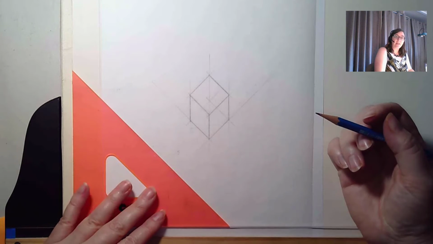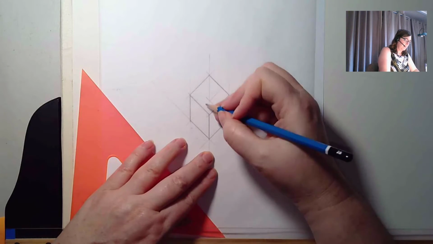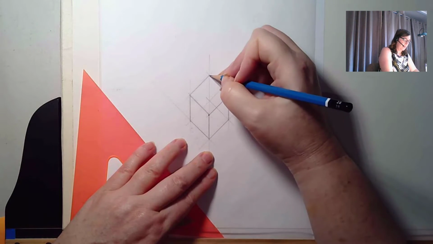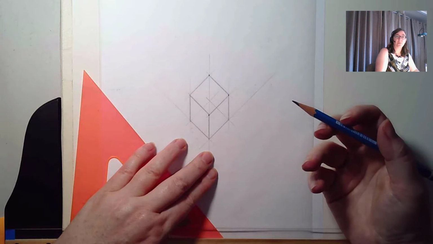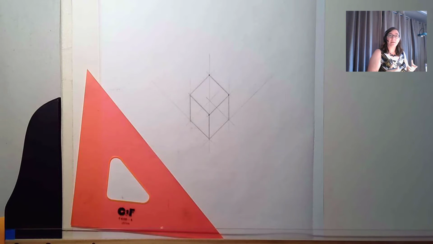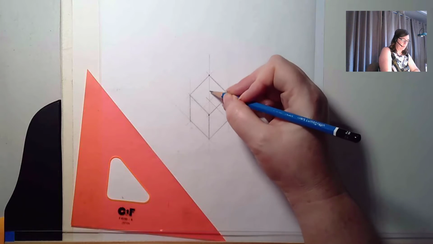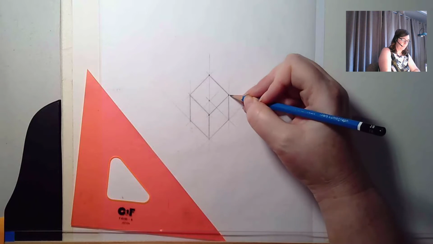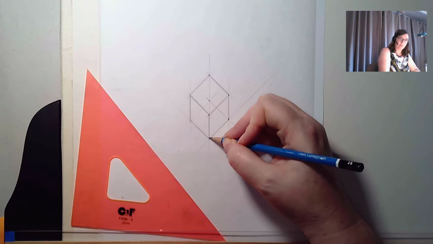Knowing that, let's pick out some important points on our form. For this cube, it's going to be this point, and this point. For each of those important points, we're going to project that point down to our ground plane. Super easy for a cube because all we have to do is follow the edge of the cube and realize that those important points are here, here, and here.